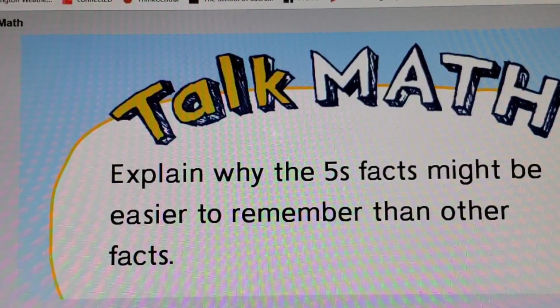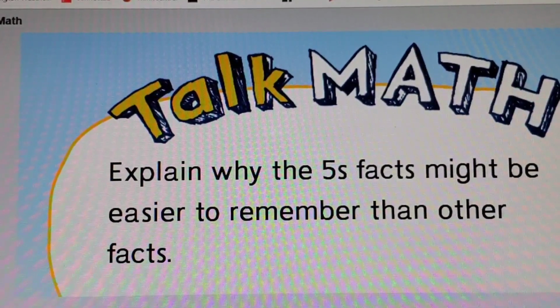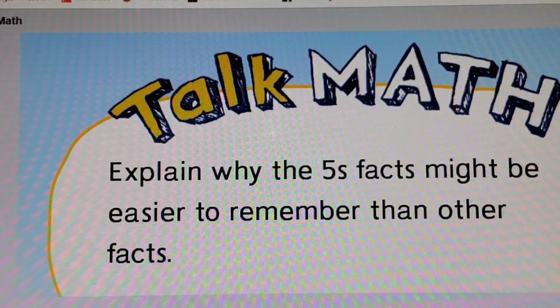Explain why the 5 facts might be easier to remember than other facts. Well, if you remember what we talked about earlier, the 5 facts either end in 0 or 5.